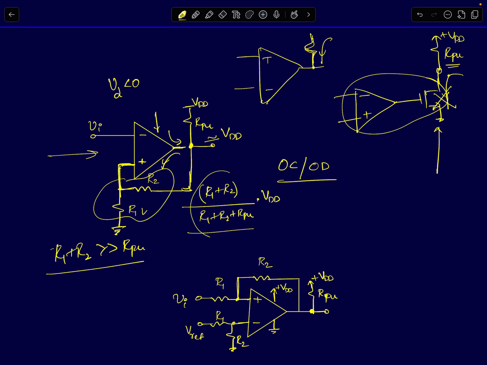This term will become close to 1. If R1 plus R2 is much greater than R pull up, this term will become very close to 1, so the output will reach very close to VDD. So that's the extra care you'll have to take when you're building Schmitt trigger circuits using comparators with open collector or open drain outputs. The one care you have to take is to ensure that the resistors in the feedback path, R1 plus R2, should be much greater than the pull-up resistor.